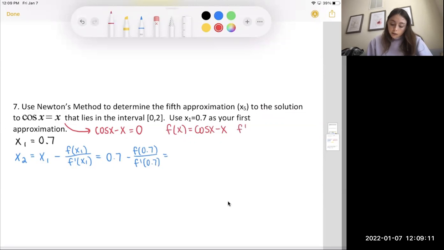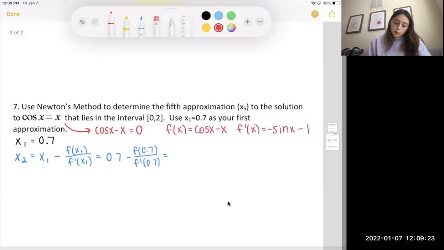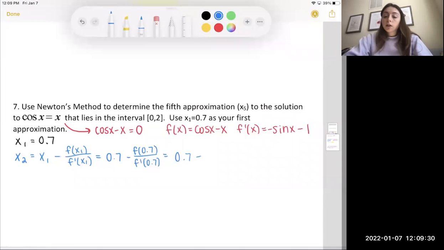The derivative of my function is, the derivative of cosine of x is negative sine of x, and then the derivative of x is 1. So I'm plugging in 0.7 into my function first. I'm not going to show all that. I have it done. But you would have to use your calculator. You definitely 100% need a calculator for this question.